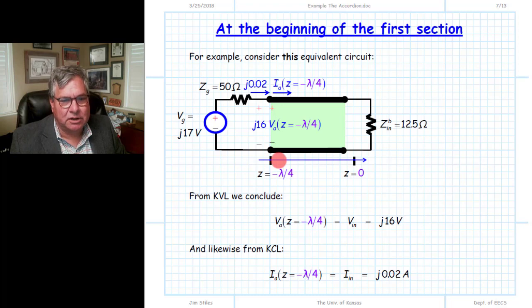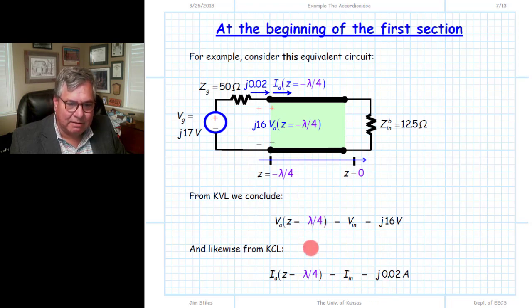correct physical structure. Of course, the important thing is that we know what the current flowing into that transmission line is and the voltage across the end of that transmission line from KCL and KVL. So from KVL we conclude that the voltage here at this location on our transmission line, this is the total voltage at this index, must be equal to j16, because that is the output voltage from the source that we just calculated. Likewise, the current here at the beginning of the transmission line at z equal to minus lambda over 4, that total current must be equal to I_N, the value of j0.2 that we just calculated there.